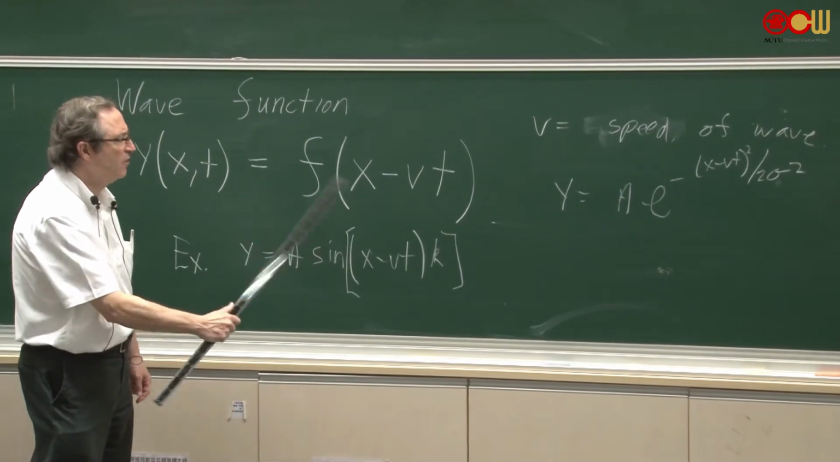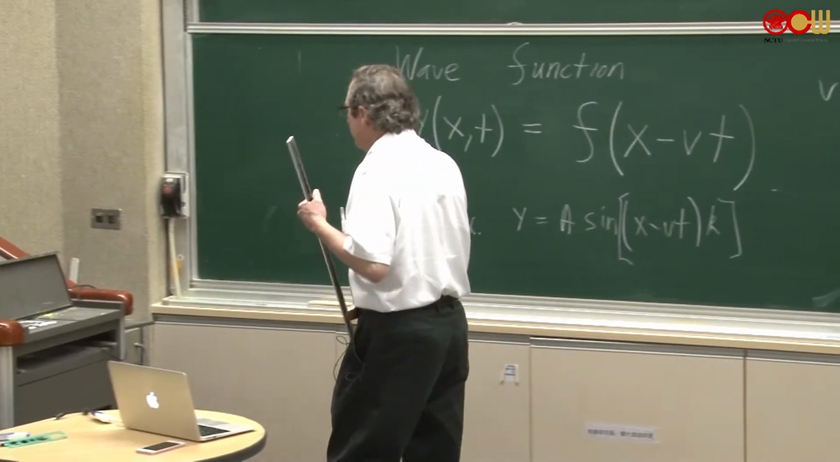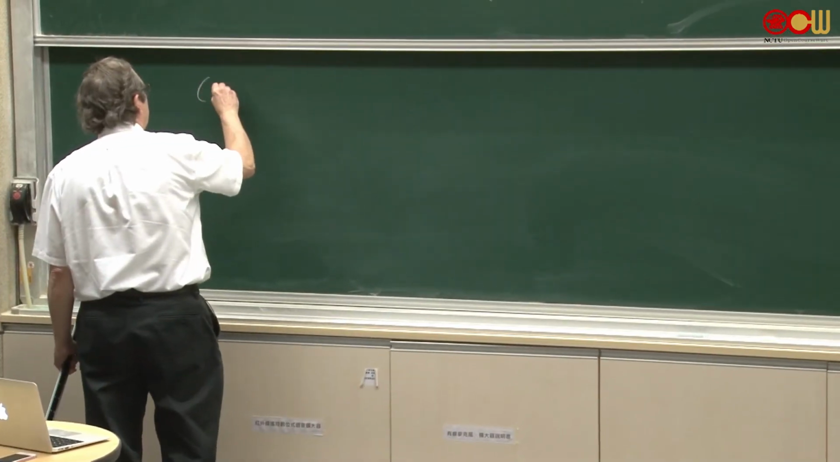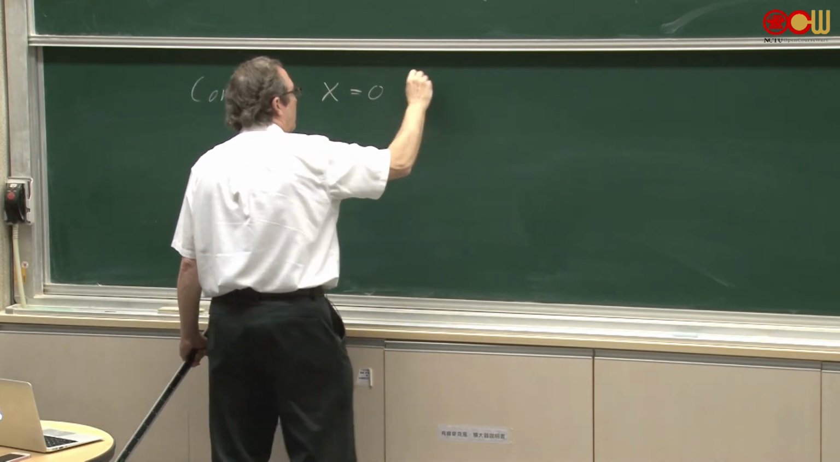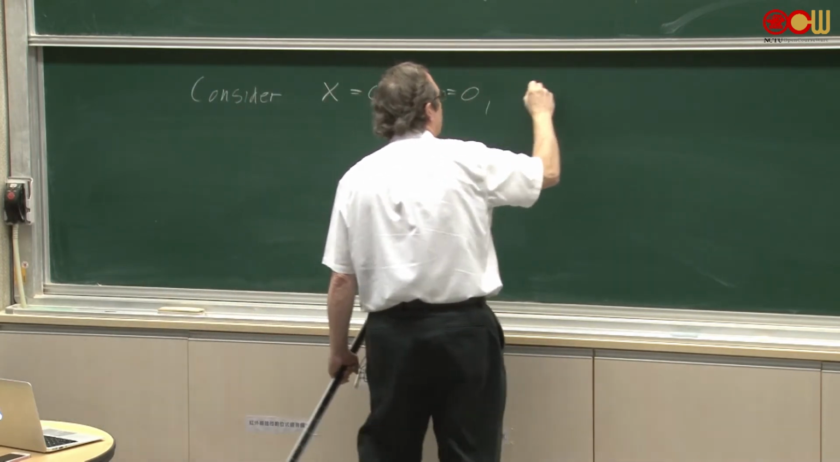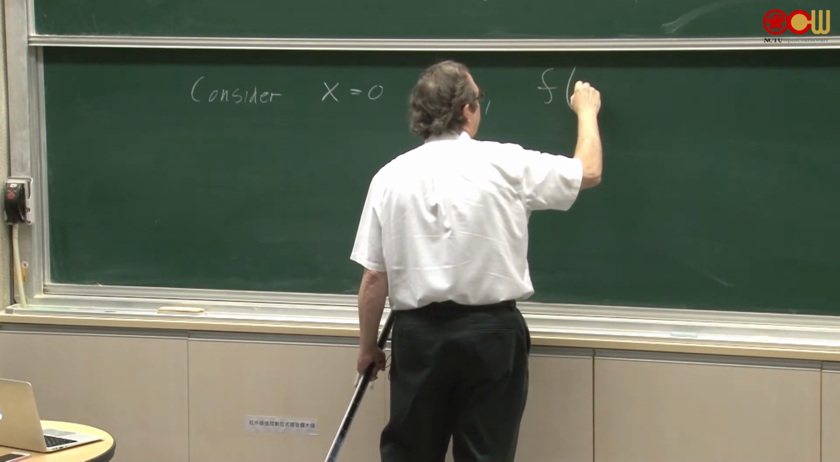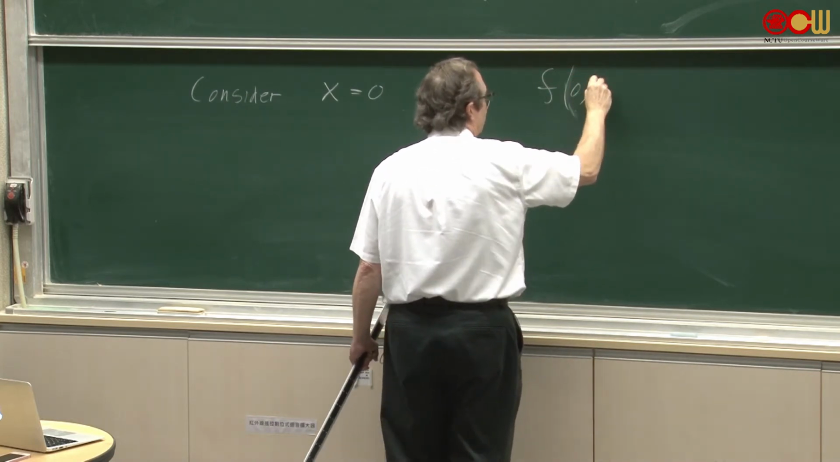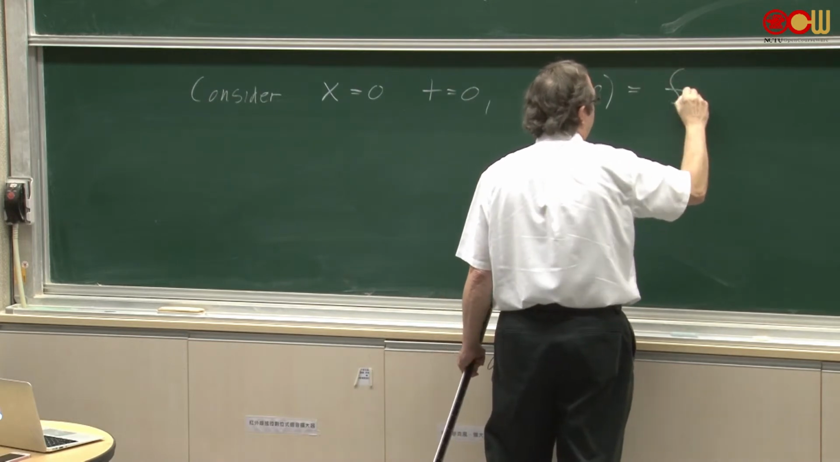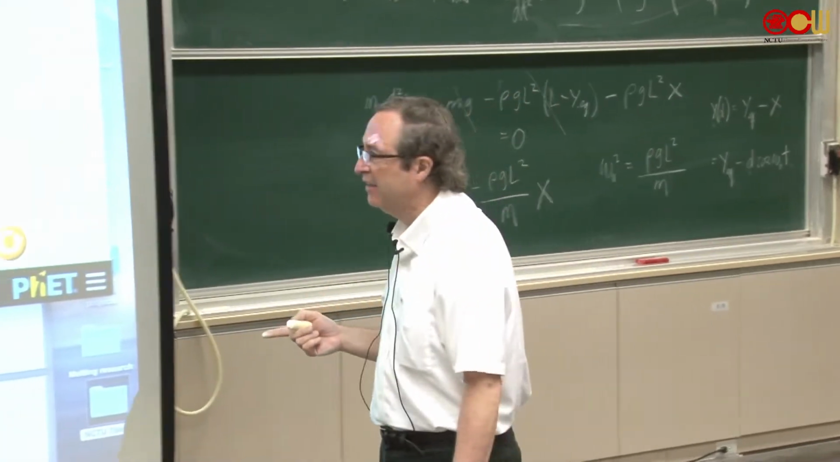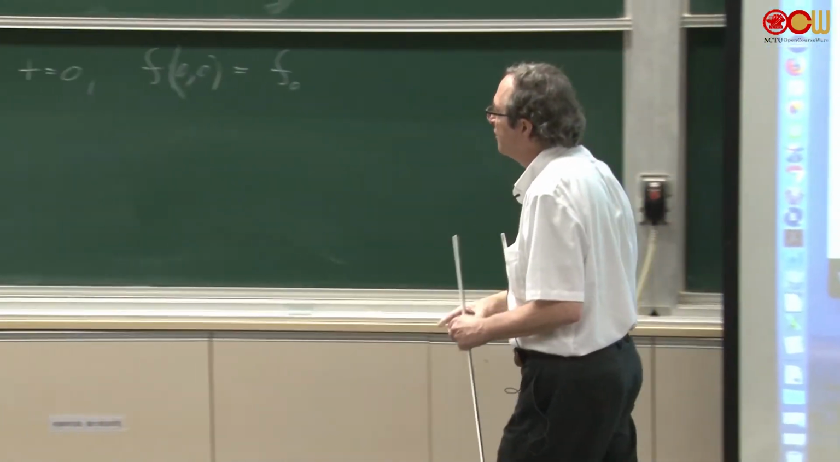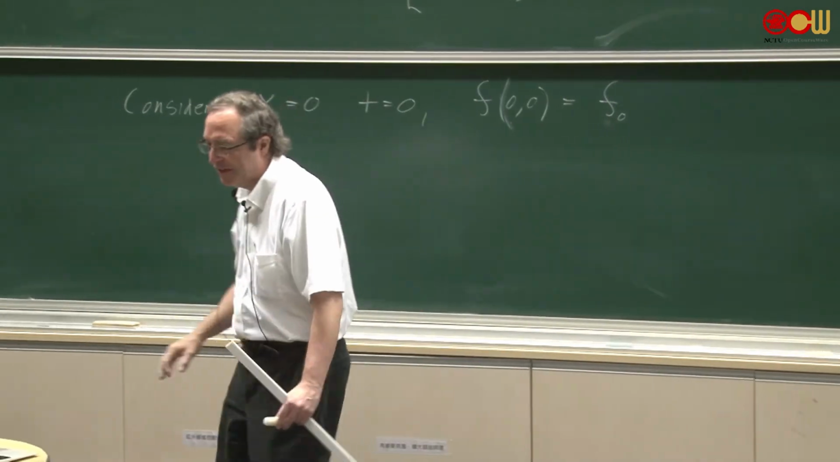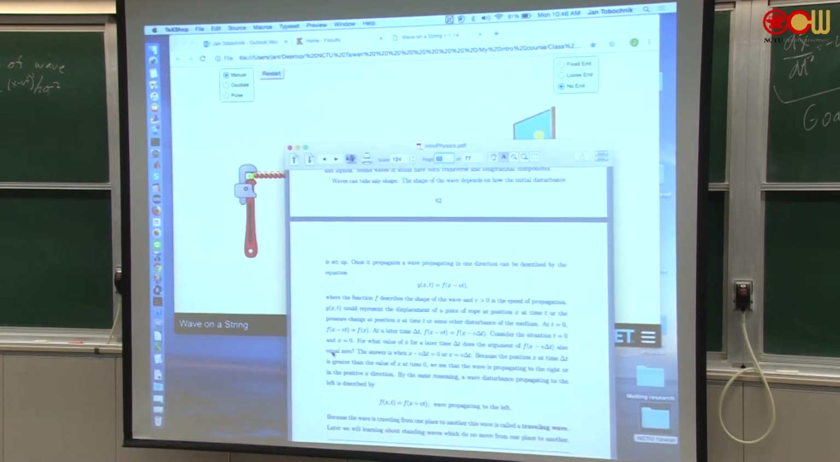What does this function mean? All right? So in order to get some insight, consider x equals 0 and t equals 0. So we have a function f of 0, 0 equals some f0, whatever it is. At what value of x, let's say we want to see when will the function equal that again. So we want to see at a later time, where is that peak?